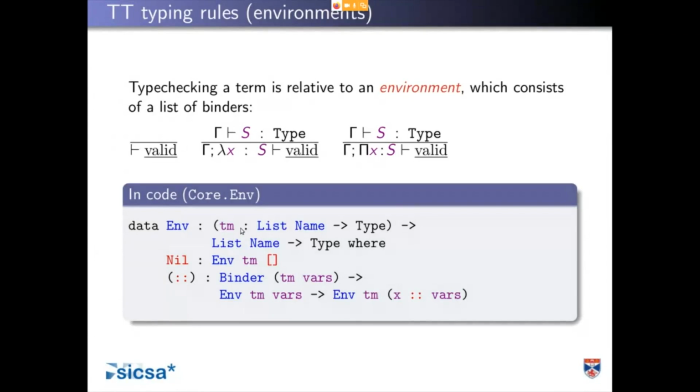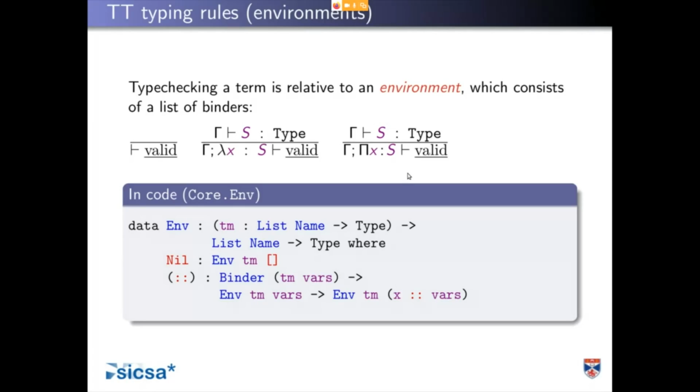So I like to parameterize things. I like to make things generic in whatever seems to make sense. So it might be that environments carry things other than terms. In this form here, in these rules, the environments are parameterized by terms. It might be that sometimes it's useful to have an environment of values.